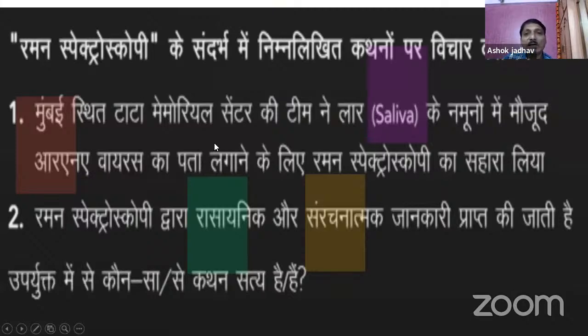So recently in COVID-19, the Tata Institute of Fundamental Research team also studied the saliva of humans and found out whether their RNA contains a virus or not. It is detected by Raman spectroscopy. Also, the chemical and atomic structure, the molecular structure and atomic structure of a substance, is known by Raman spectroscopy.